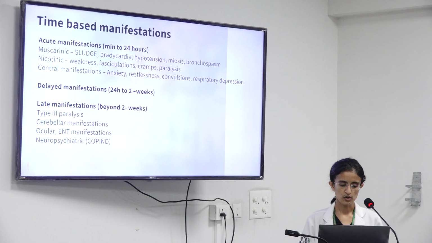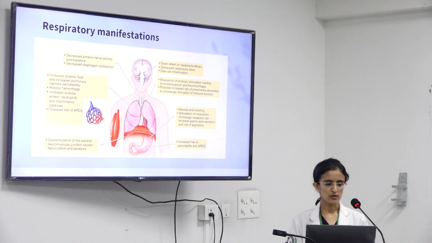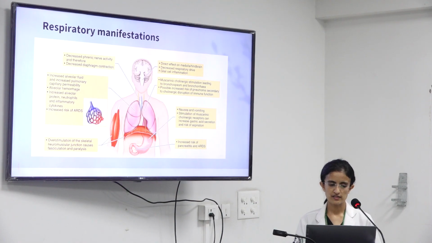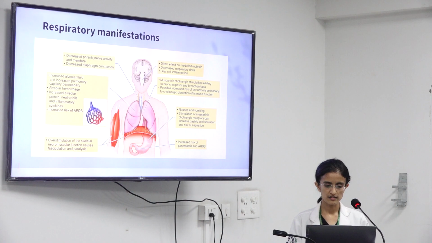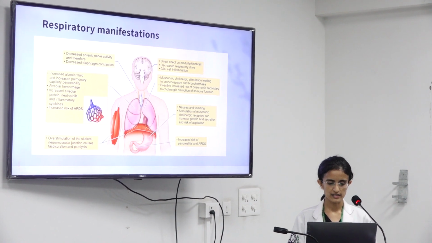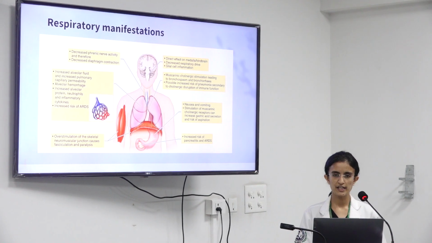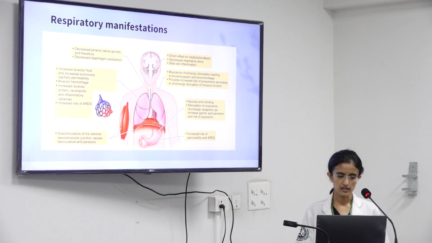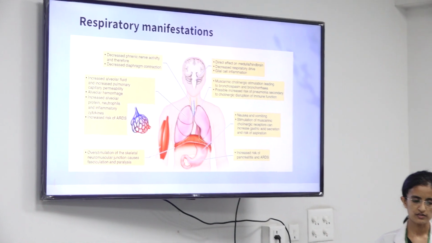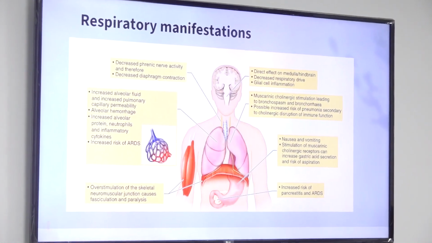Cerebellar manifestations, ocular and ENT manifestations and neuropsychiatric manifestations. In organ-based manifestations, first we discuss respiratory manifestations. The patient might have a direct effect on the medulla and midbrain, that is decreased respiratory drive and glial cell inflammation. The patient might have muscarinic cholinergic stimulation leading to bronchospasm and bronchorrhea. There is a possible increase of pneumonia secondary to cholinergic disruption of the immune system.